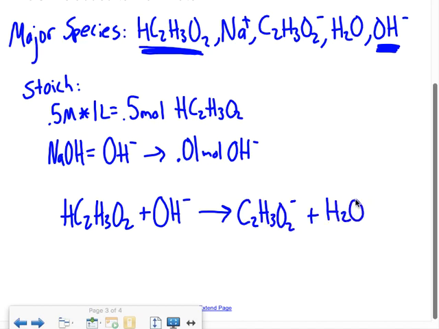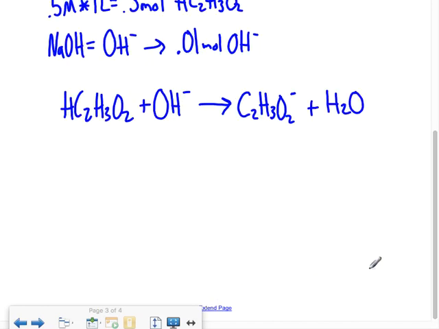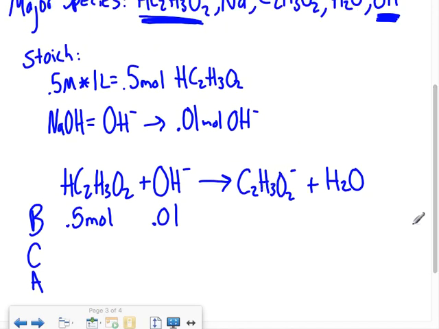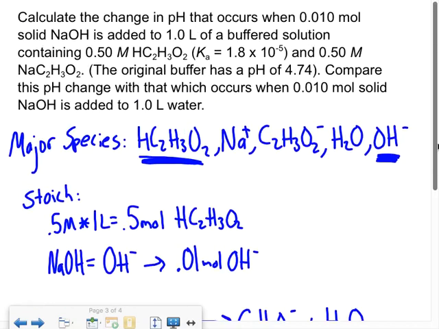Now you can do traditional stoichiometry here. It's a limiting reactant problem, or you can do a BCA table. I like doing BCA tables for acid-base problems. And this is like an ice table, but instead of molarities, you put moles in. And we figured out we have half a mole of acid, 0.01 moles of hydroxide, and we will have nothing initially of the acetate ion. Oh no, that's not true. Initially, in the acetate ion, we actually have something here, because in our solution, we had that acetate ion.